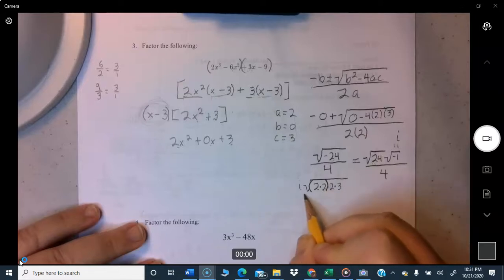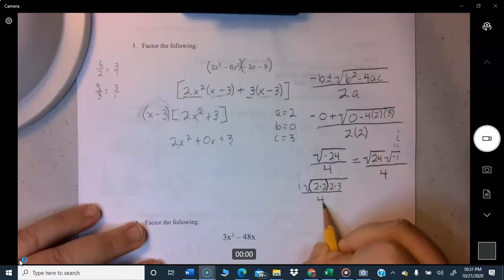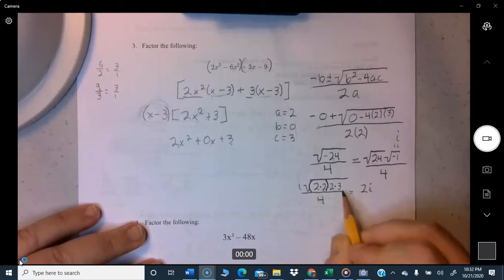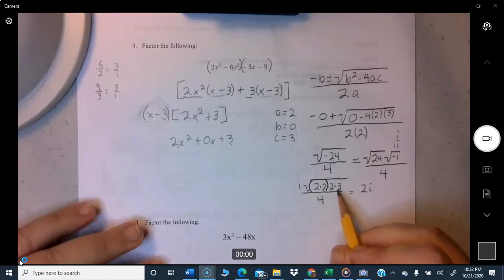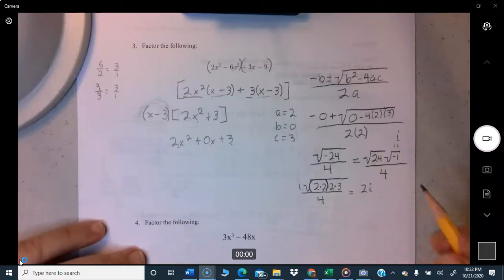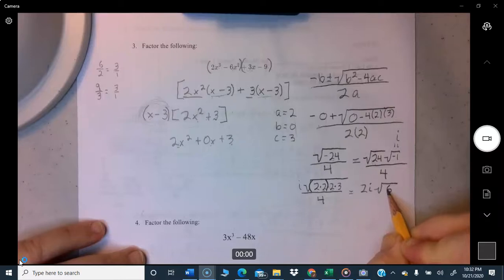So I can make this, I should put a 4 underneath this, so I can make this 2i, and then I still have the 2 and the 3 inside. You can't pair them up because they're different numbers. They have to be the same number to pair them. So 2 times 3 is 6, so I'm just going to close them back up and call that 6. And that's over 4.